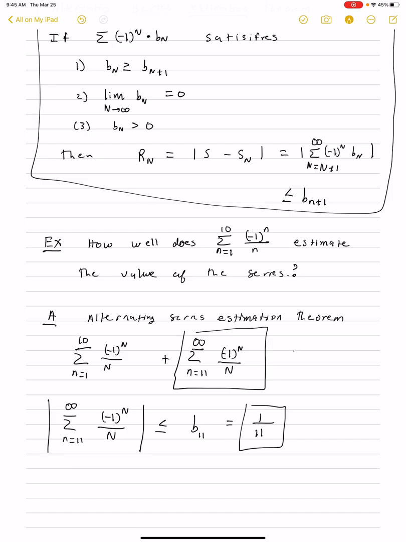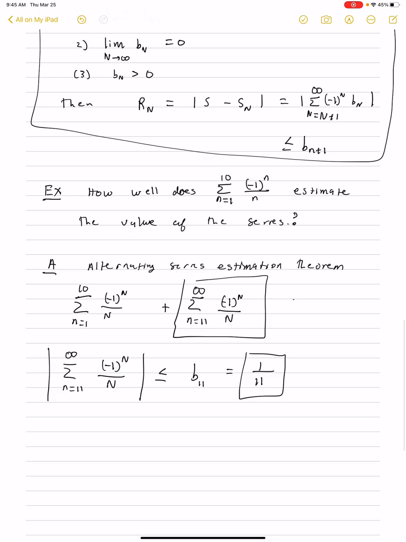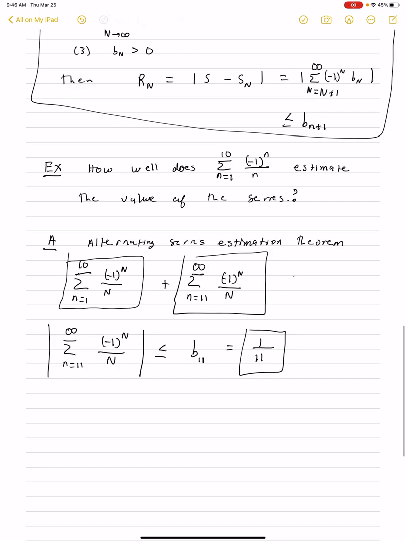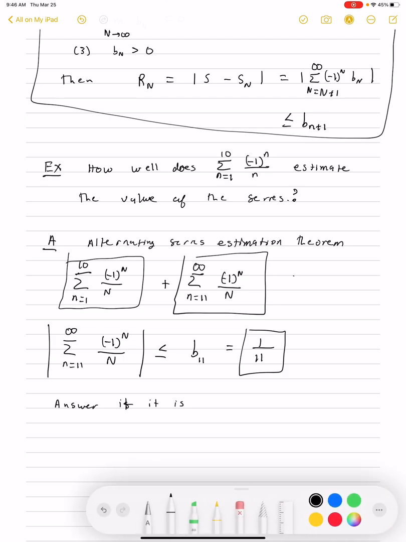And so the full series would be these two terms, but if we just had only this first part, it would be accurate to within 1/11. So the first 10 terms are accurate to within 1/11 of the full answer, and the full answer is what you get when you add both. So the answer is, it is accurate. My apologies here, getting a little sloppy.